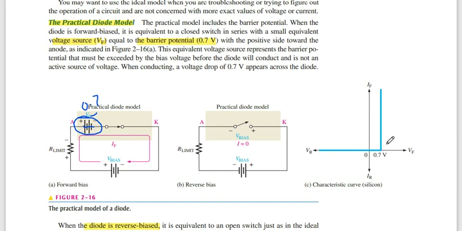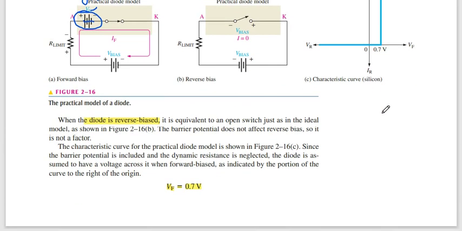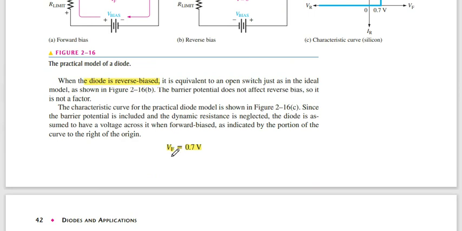And this is its characteristic. We reach 0.7 volt and then we can move upward. Next, I mentioned Vf is equal to 0.7 volt.